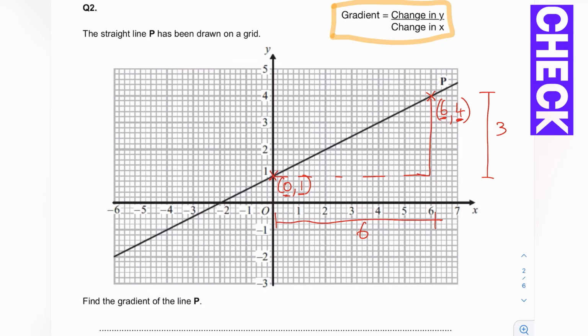Now to work out my gradient, I know that it's change in y, which we said was 3, over change in x, which is equal to 6. This is the same as 1/2 or 0.5. You can give this as any of those three answers to get full marks in your exam.